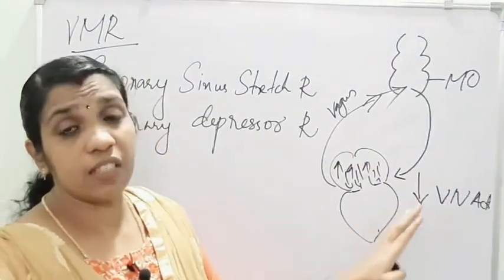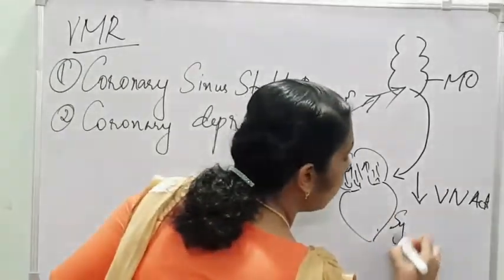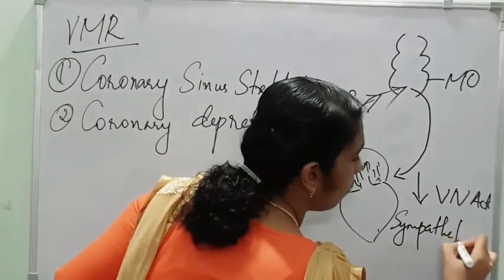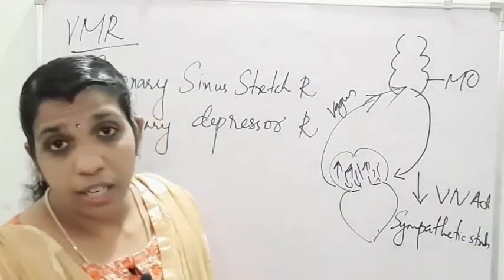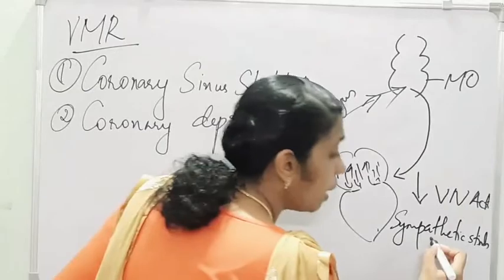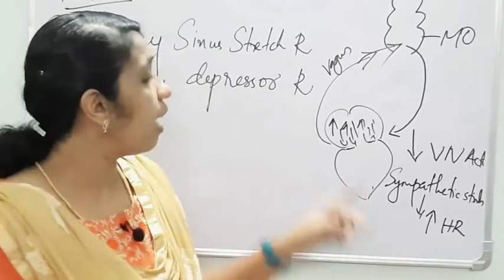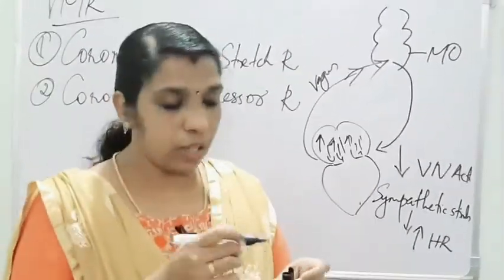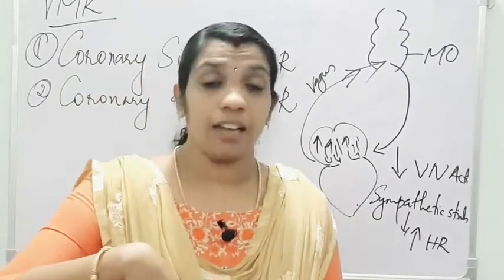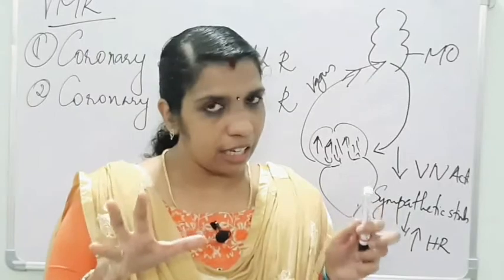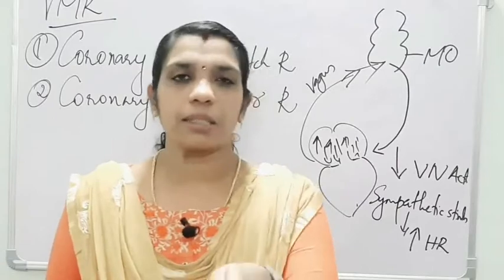So vagus nerve activity is reduced and sympathetic stimulation will be there. We all know that sympathetic stimulation increases heart rate. Is it not? As a result of that, this volume will be reduced. Sympathetic and parasympathetic nerves I have explained in the previous video, so if you are having any doubts, please refer to that. I will be putting the link in the description box of this video.